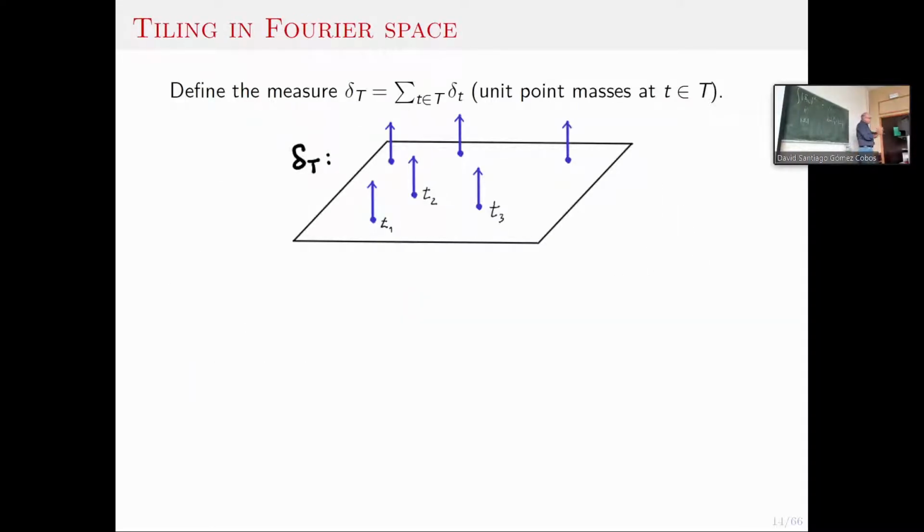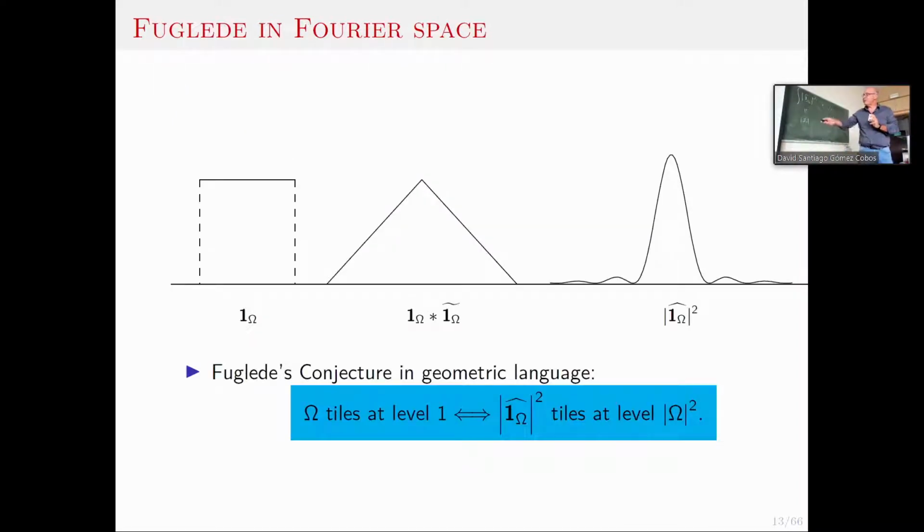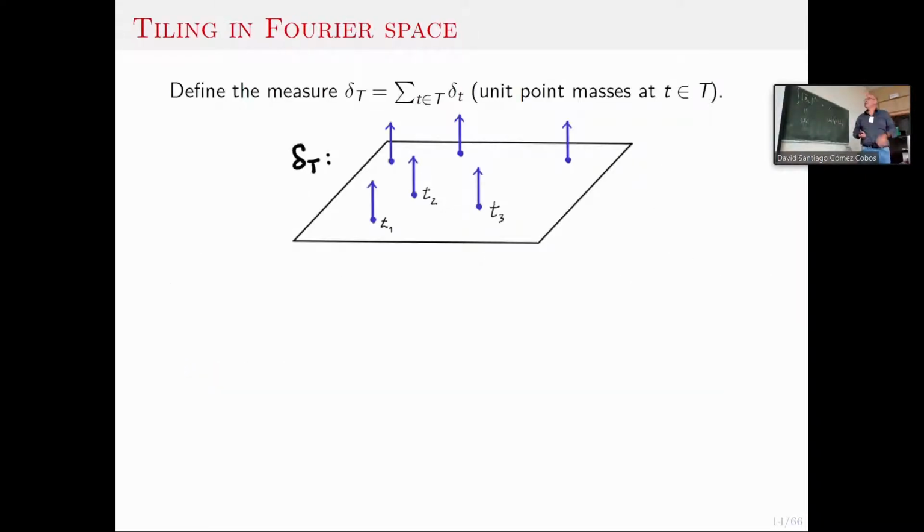So let us now put aside Fuglede's conjecture for a while and just try to understand what tiling is, tiling by translation, studied on the Fourier side. Why do we want to do this? Because the Fourier transform arises here. It's very natural. So how do we do this? First of all, we encode the set of translations, this capital T, with a measure. We put a Dirac mass at every point t.